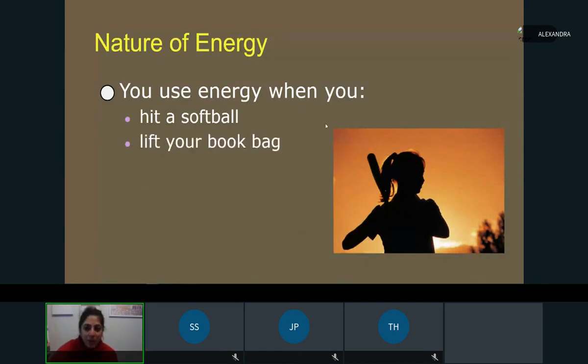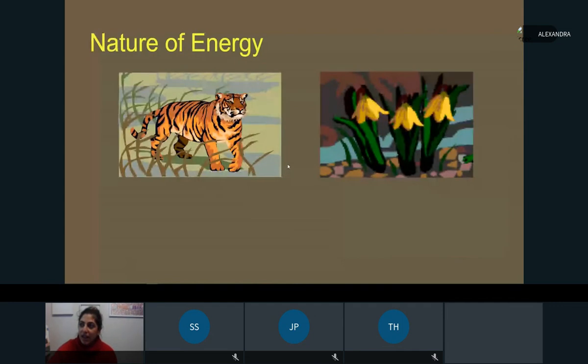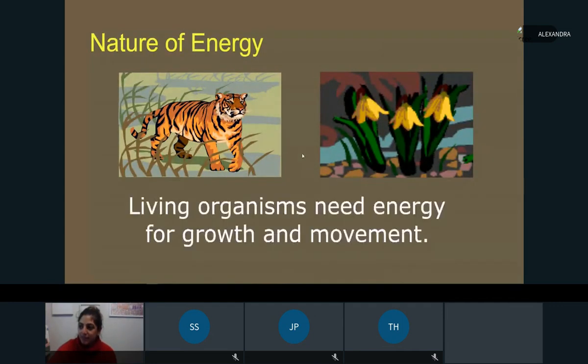When you lift up your book bag, you're using energy. When you compress a spring, so when you push something together and you push against it, that's compressing, right? Compression. A spring, that's energy. So we've got different pictures here.